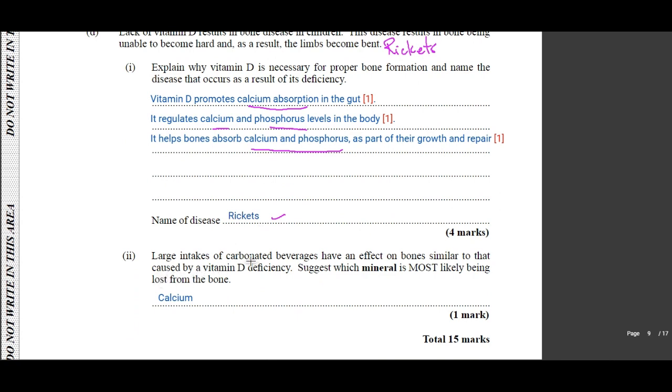Then we have large intakes of carbonated beverages have an effect on bones, similar to that caused by vitamin D deficiency. And we are being asked to suggest which mineral is most likely being lost. And calcium is the one because it has a similar effect. So calcium is what's being lost, most likely. And that's it for question 3.